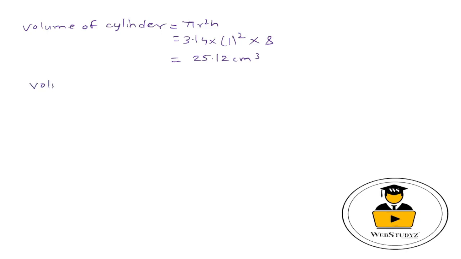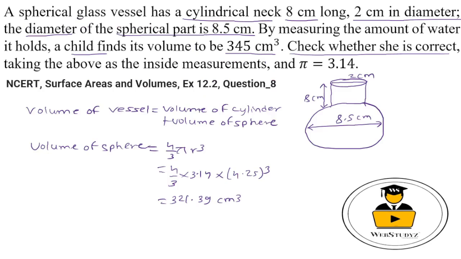So therefore the volume of the vessel will be the volume of sphere, which is 321.39, plus the volume of cylinder, which is 25.12. So it comes out to be 346.51 centimeter cube. But we are given that the child has measured the volume to be 345 centimeter cube.